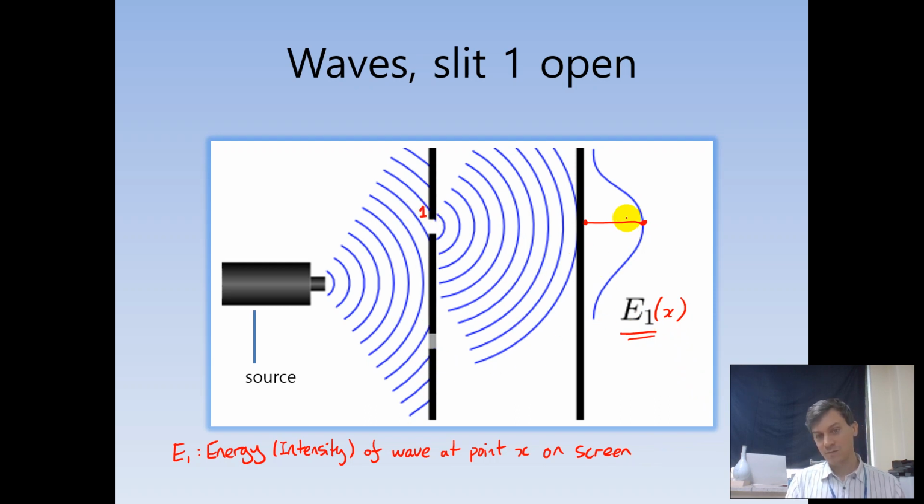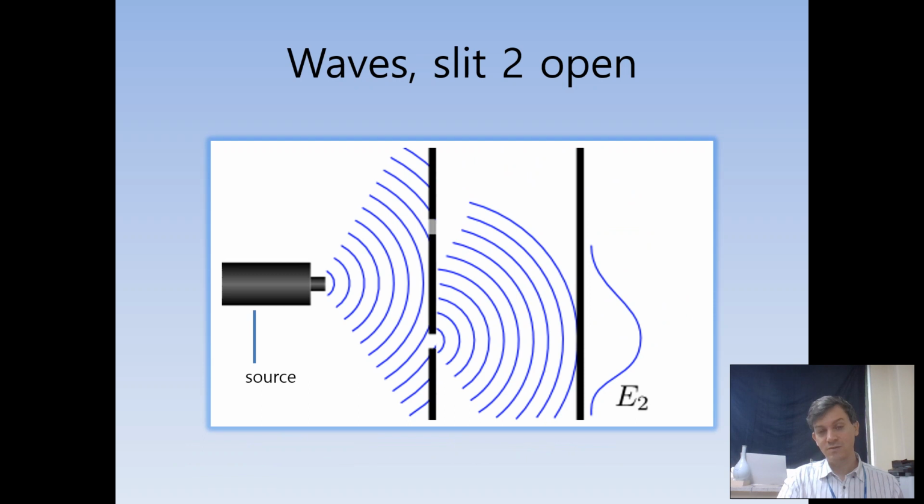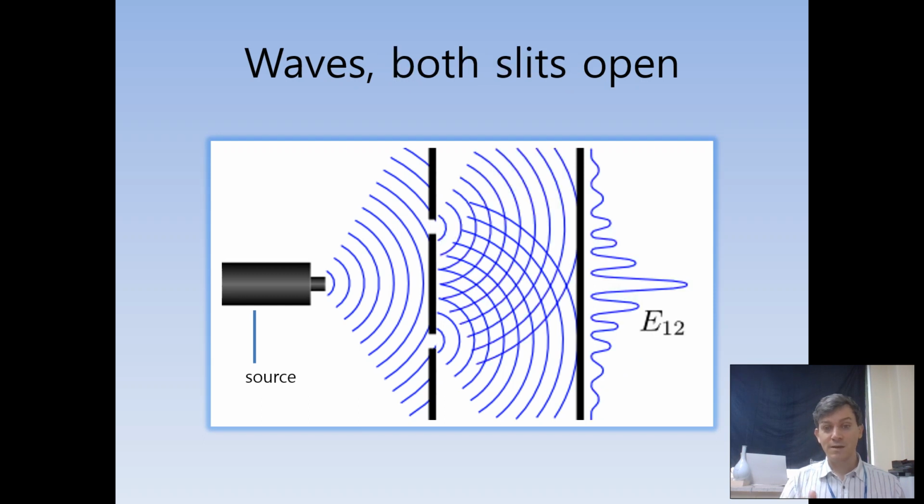Okay, and we get a similar function for E1 as we did for P1 for the case of classical particles. The wave is most intense, has most energy at a point which is closest to where the slit is, and then as you move away you get lower intensities, lower energies. Okay. Right, and if you have only the second slit open, you get again the mirror image of that picture. But now if you open both slits at the same time for waves, then you get a very different picture.